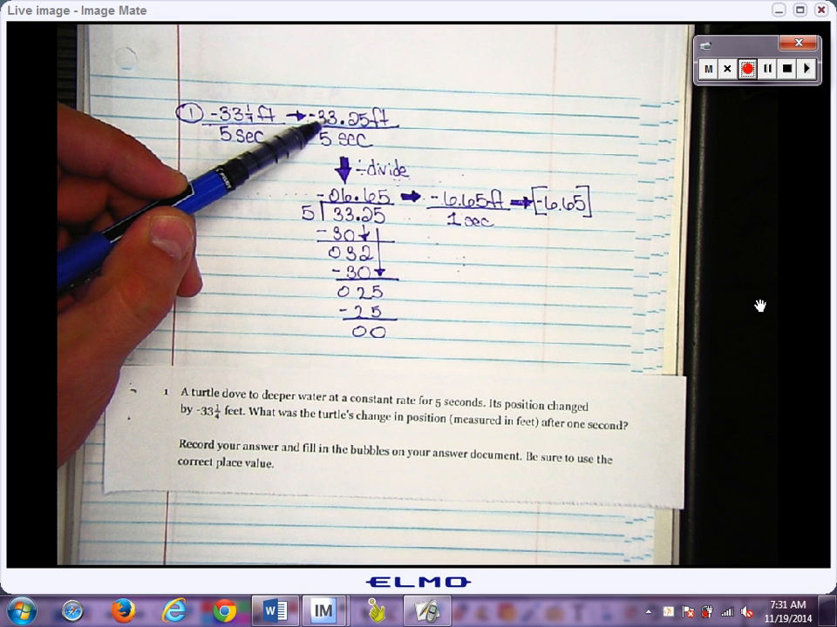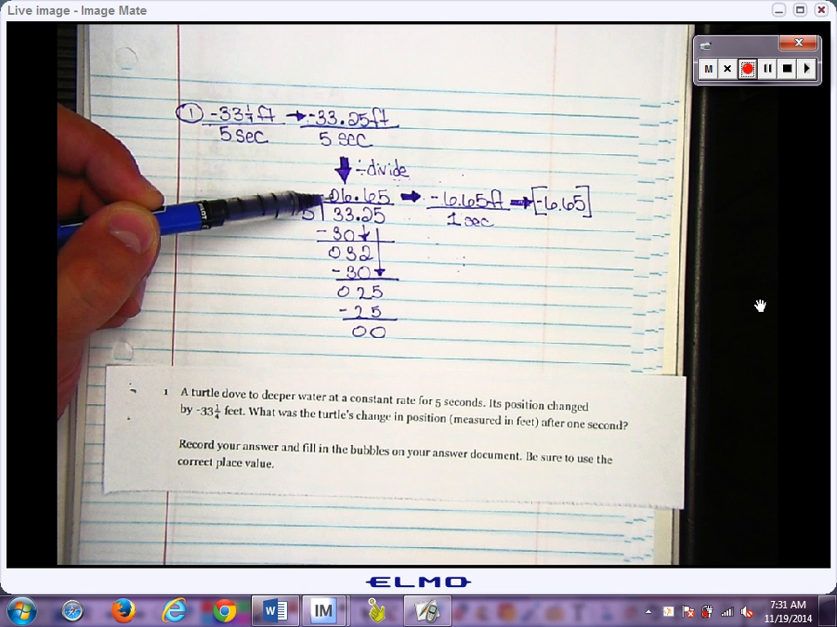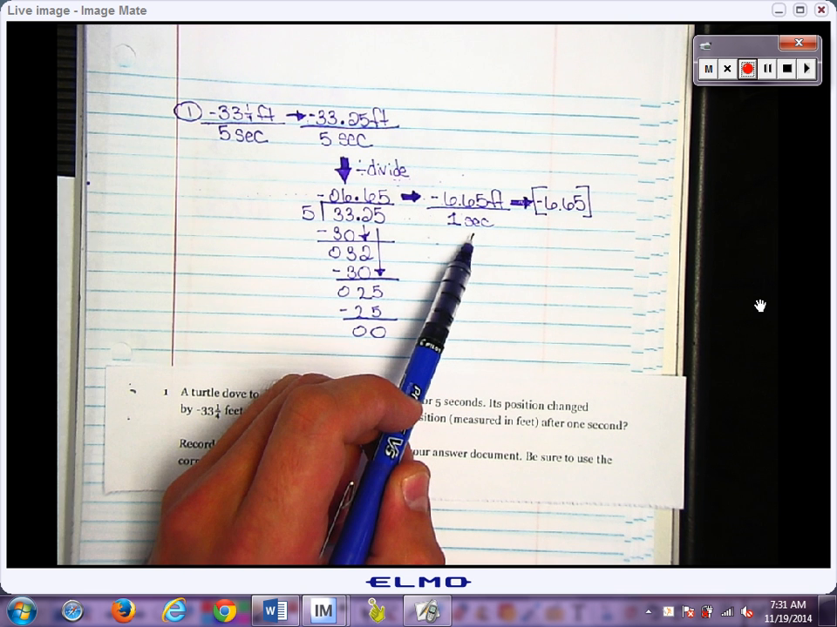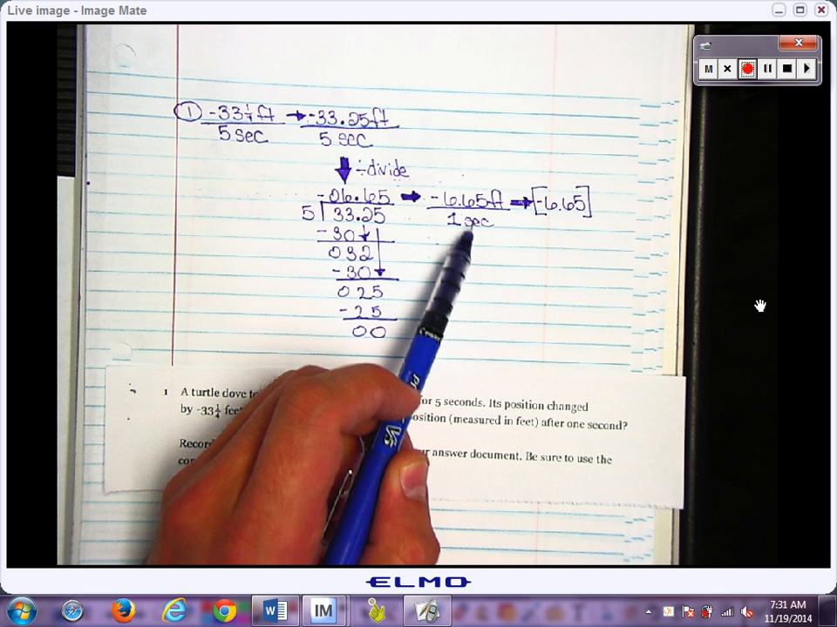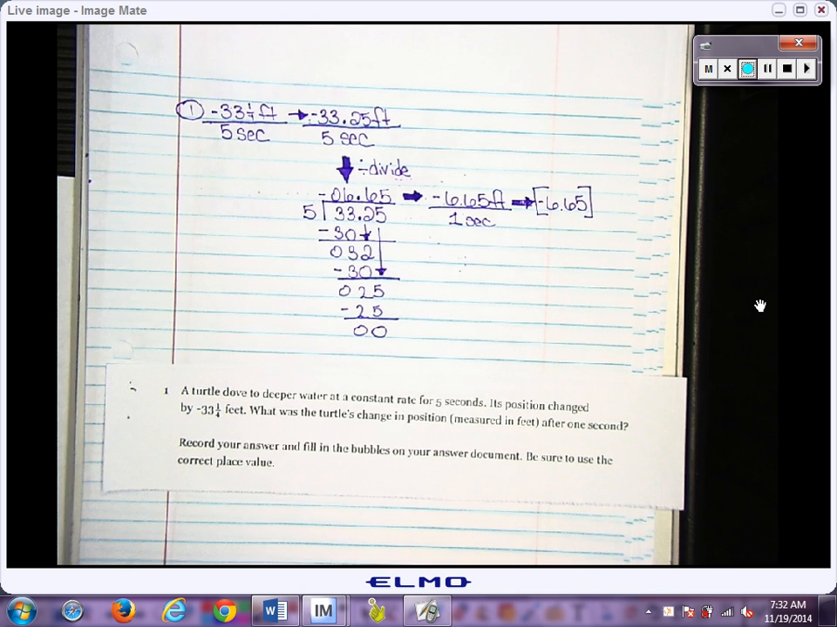After this, all you have to do is just divide. And here's the work for division, as you can see here. After dividing, you have your rate, but the answer they wanted was just how many feet in 1 second, and the answer would have been this. So you had a negative sign, a decimal, and then you tried to bubble this all in correctly on your Scantron. All right? So let's go ahead and move on to the second problem.